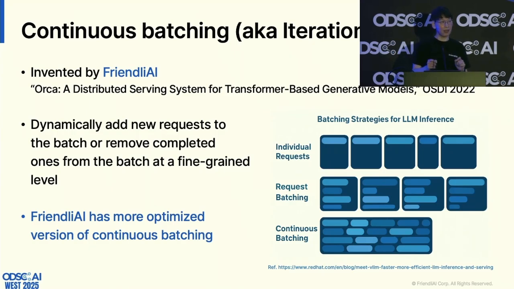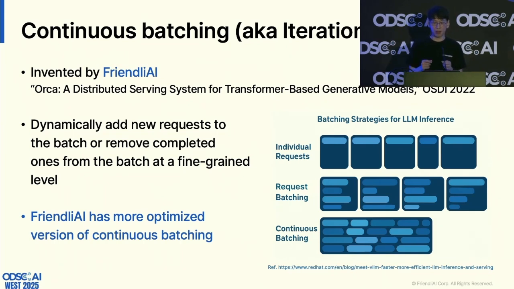In practice, inference traffic is very dynamic and uneven. Requests come in at irregular times, and they don't all take the same amount of time to finish. That's why traditional batching isn't enough.